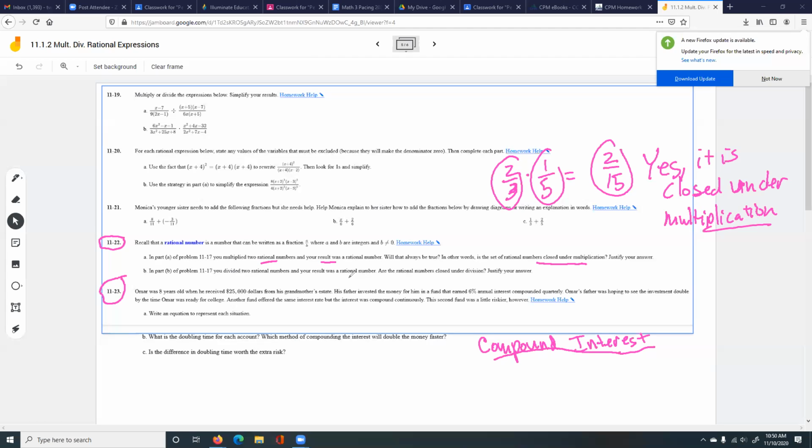Okay, and then it asks you, is it closed under division? If you divide 2/3 divided by 1/5, are you going to get a rational number back? Yes, you're going to get 10/3. That's a rational number. So if you divide a rational by a rational, you're going to get a rational. So it is also closed under division. Okay, so this is something you use in upper level math. If you take abstract algebra, when I took college algebra, we talked about closed sets. We don't talk about it a lot now, but that's what it's for.